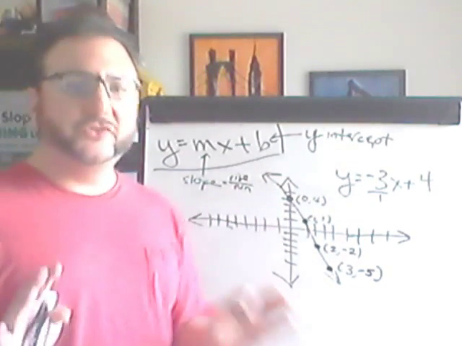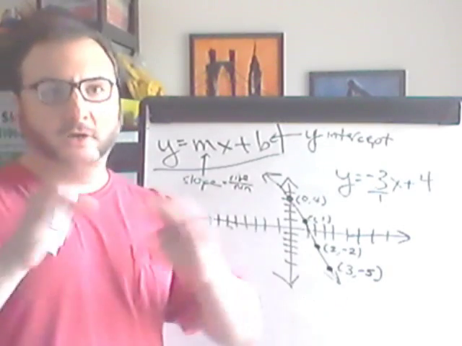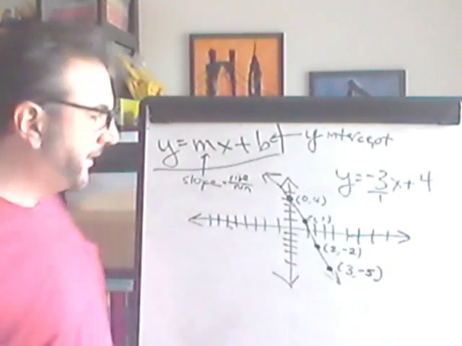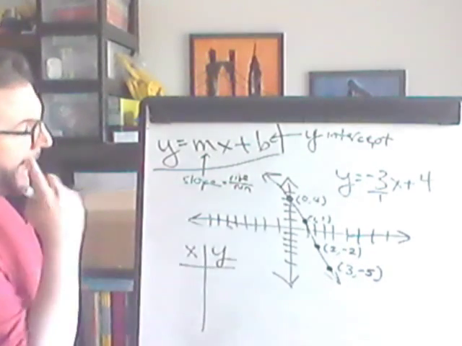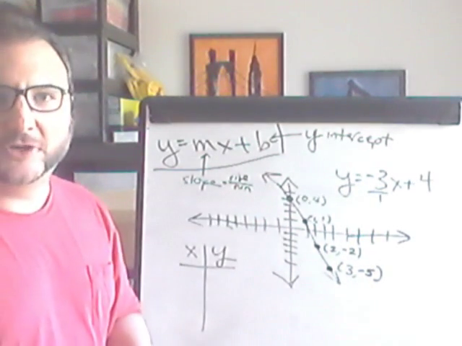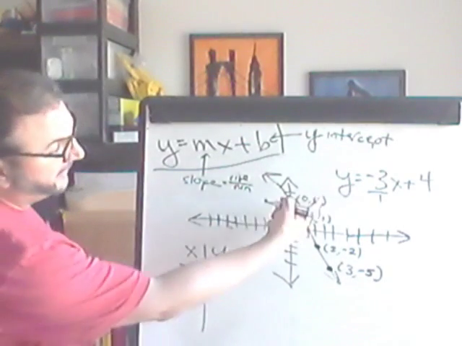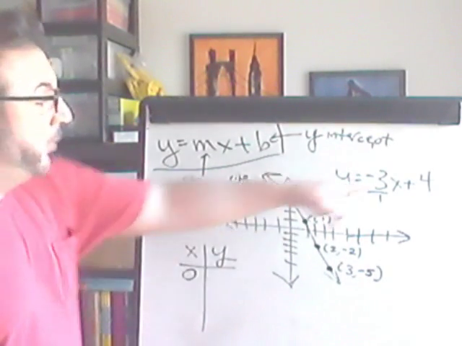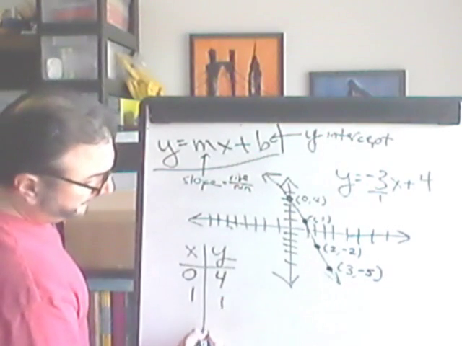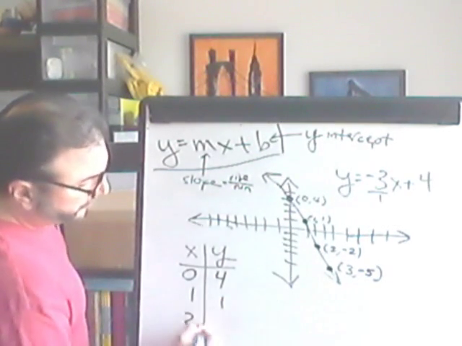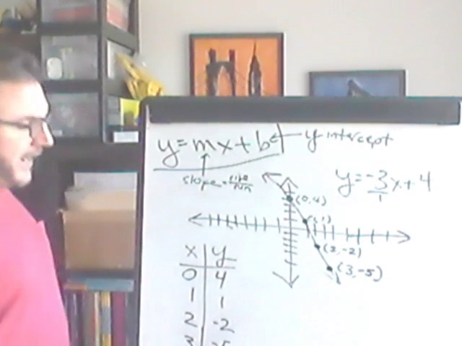Now, what I'm going to do, I want to show you something. I want to make a T-chart with these points organized by x and y to show you something, all right? So here's my T-chart, x on the left, y on the right. I'm just going to put the coordinates for each one. Remember, the first one's always 0 for x, and then the first y is always the y-intercept, so that would be 4. Then the next one was 1, 1. The next one was 2, -2, and then 3, -5.